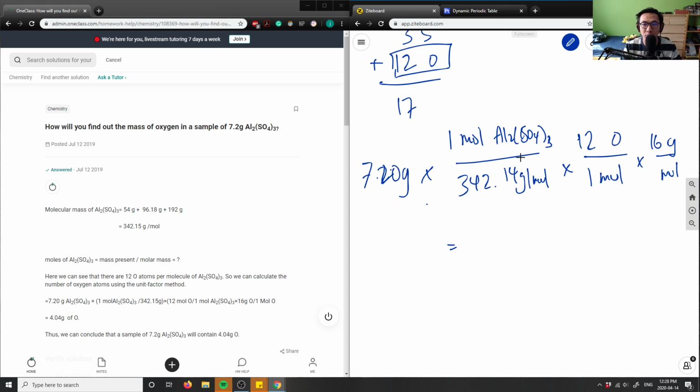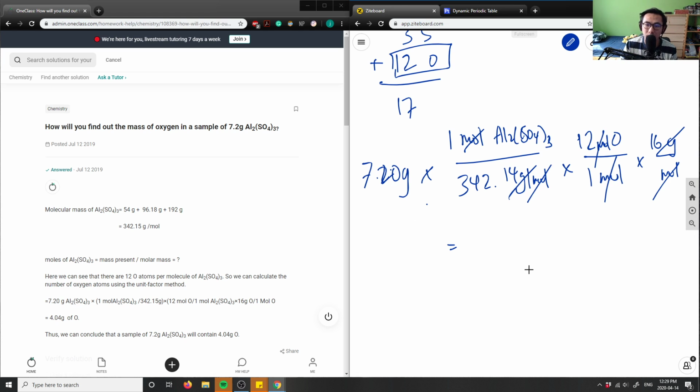And then I'll plug this all into my calculator. We have 7.2 times 1 divided by 342.14 times 12 times 16. I would get 4.04 grams of oxygen here, right? So the moles cancel out here. And we have 12 oxygens here. This is 12 moles per mole, so these two cancel out. And my moles cancel out with this mole here.